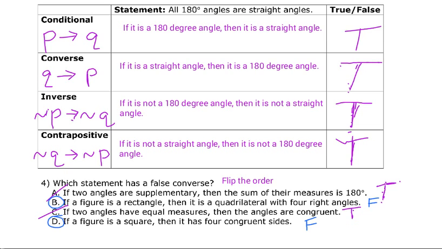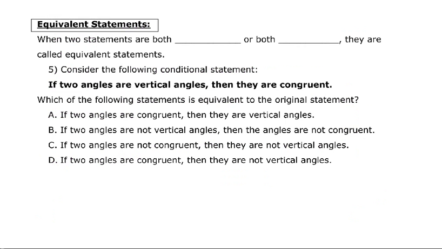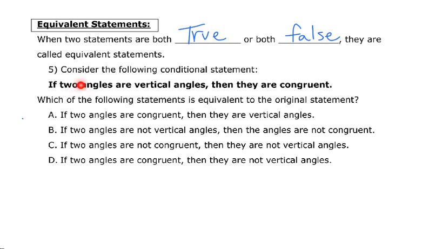Equivalent statements are just as they sound. When two statements are both true or both false, then they are called equivalent statements. So for this next one, if this is the conditional statement of if two angles are vertical angles, then they are congruent, which of the following statements is equivalent to the original statement?